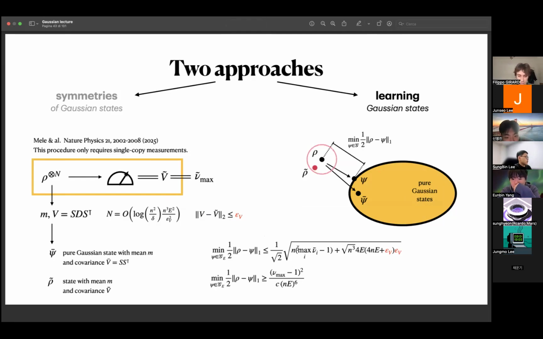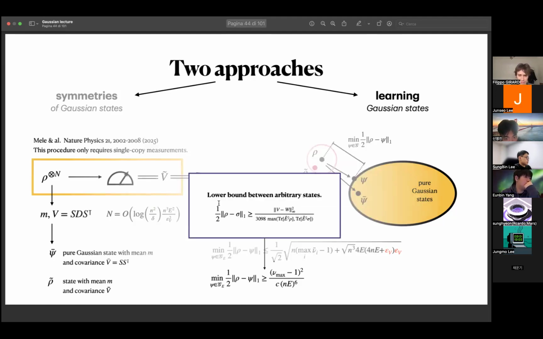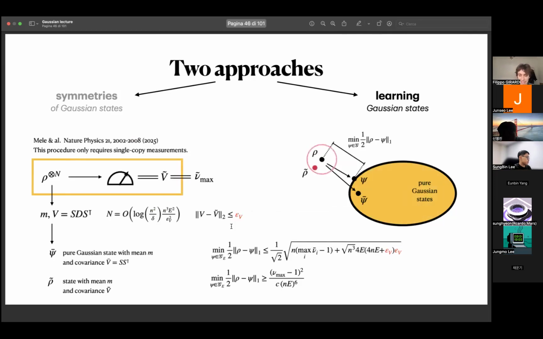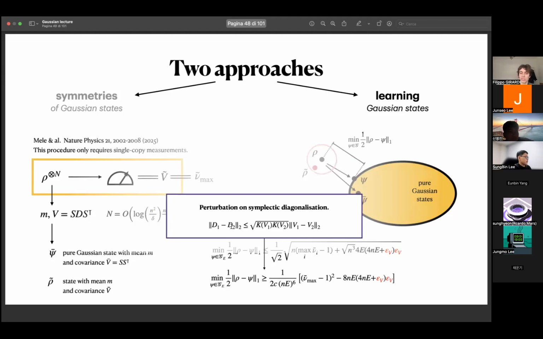What about the lower bound? Well, you can proceed similarly. Here you use the lower bound between two arbitrary states in terms of the covariance matrix. And then you move from the covariance matrix to the symplectic eigenvalues, again by using this inequality. And finally, in order to take into account the statistical noise, you use again this perturbation argument to compare the symplectic eigenvalues of the original covariance matrix and of the estimator of the covariance matrix.